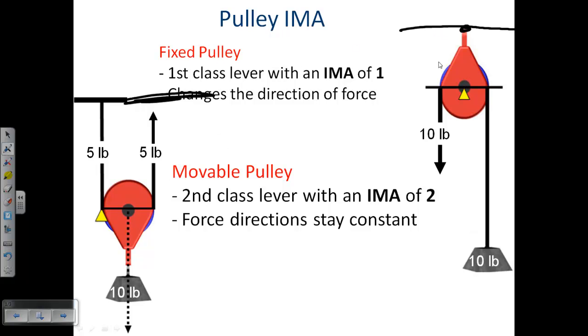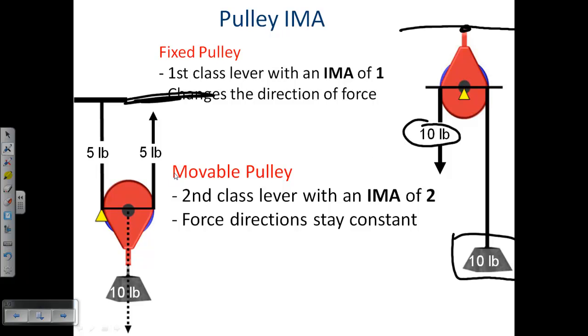So a fixed pulley is mounted, and all a fixed pulley does is transfer the direction of the force. The distance doesn't change, nothing changes. So if I've got a load down here of 10 pounds, I still have to pull down with 10 pounds of force. Okay, so nothing's very different right there.